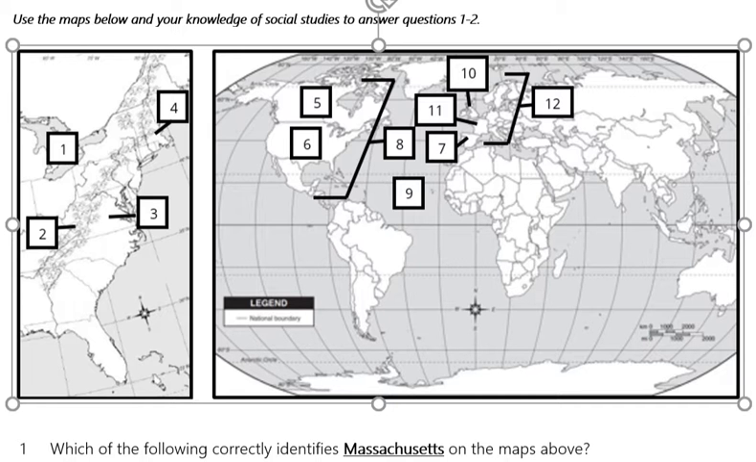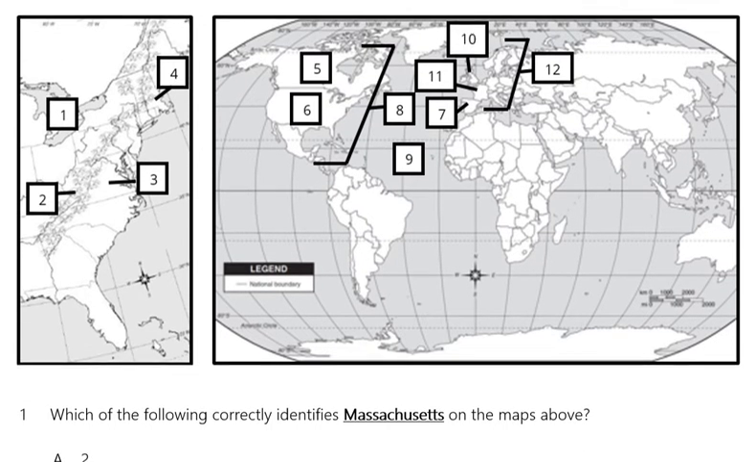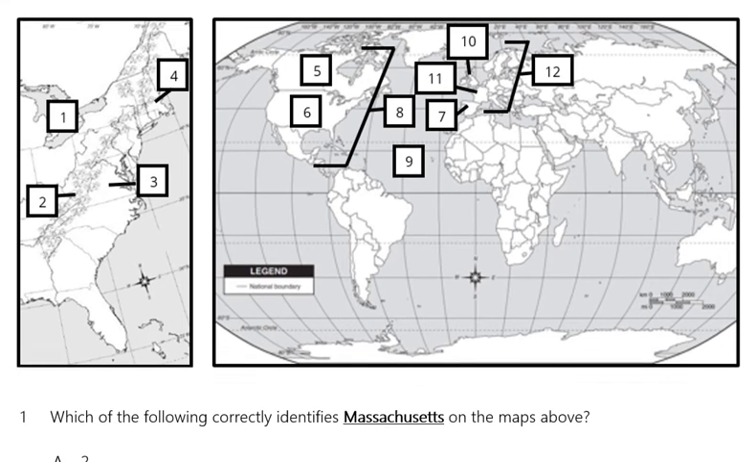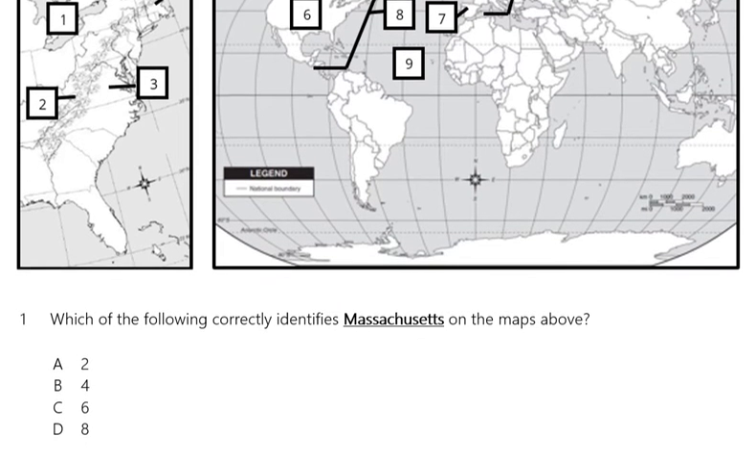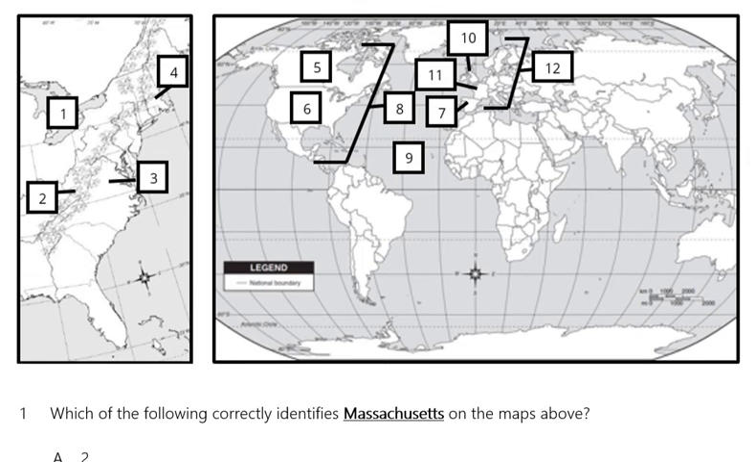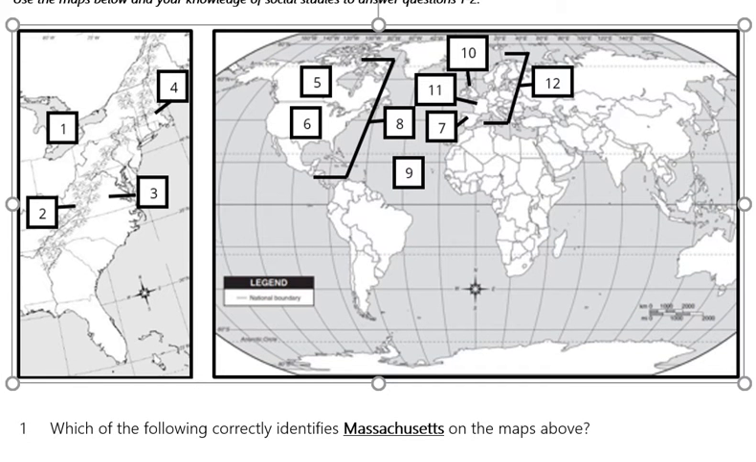Question number 2. Which of the following correctly identifies France on the maps above? F, 7. G, 9. H, 11. J, 12. That's the end of question number 2. Pause if you need time to complete your answer.